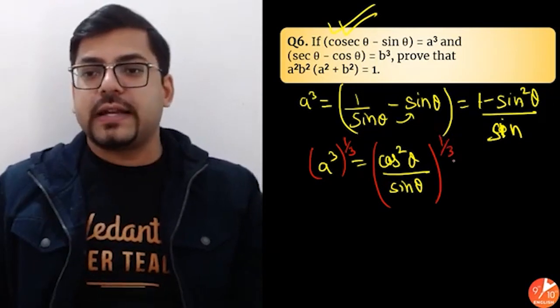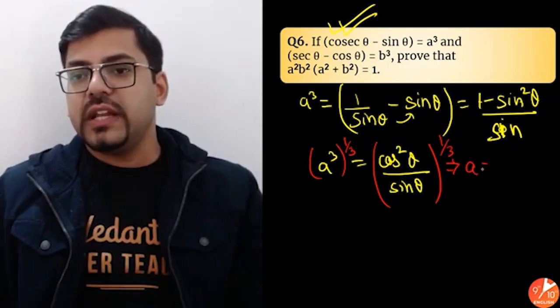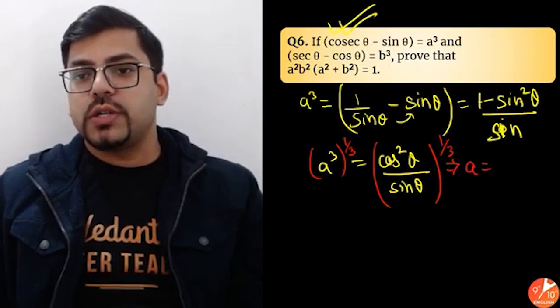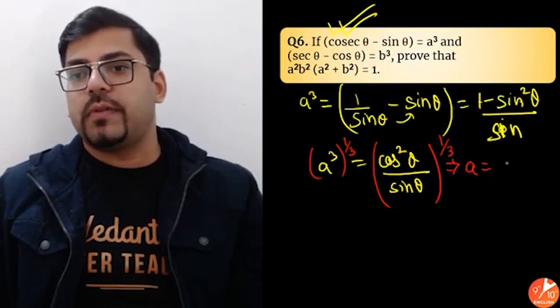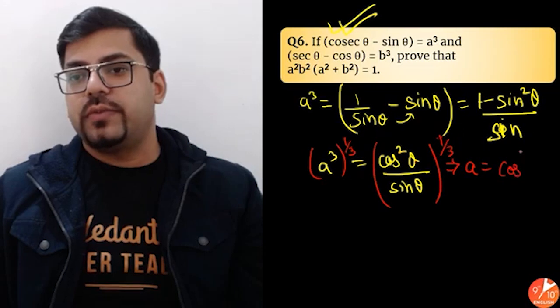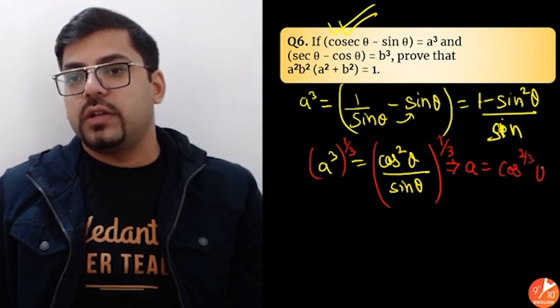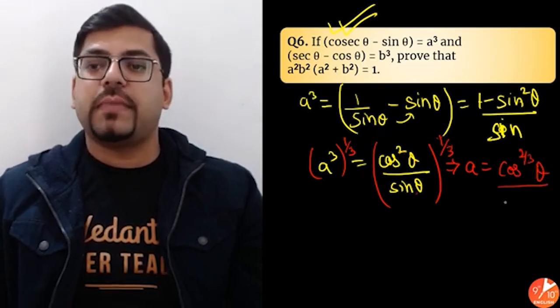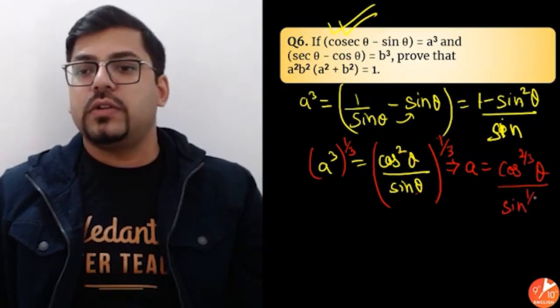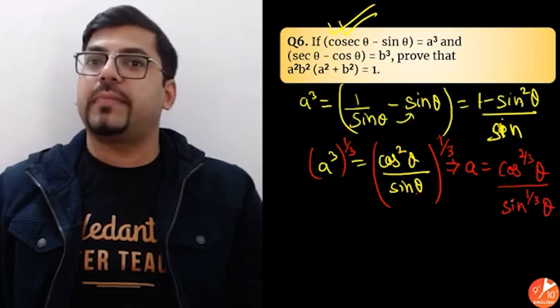So this means that I got a equals cos square theta whole power 1 by 3. So this will become cos theta power 2 by 3, divided by sine theta raised to power 1 by 3.